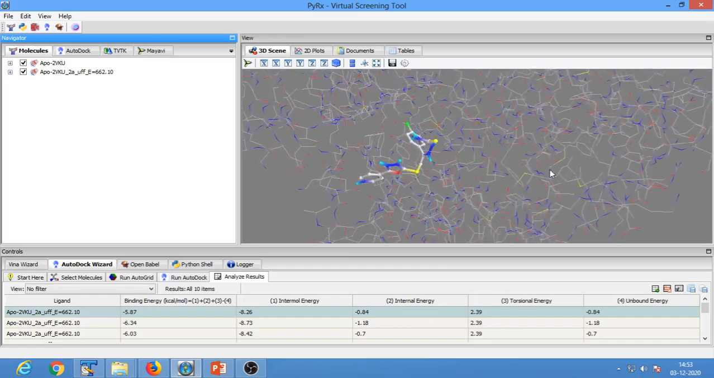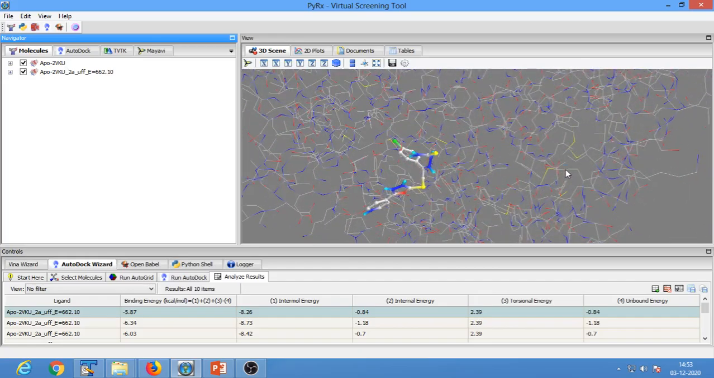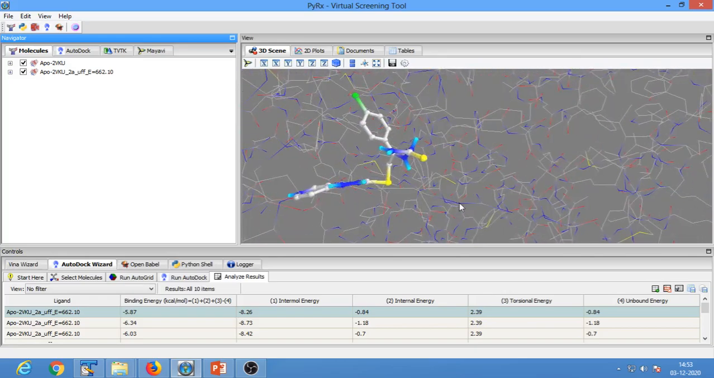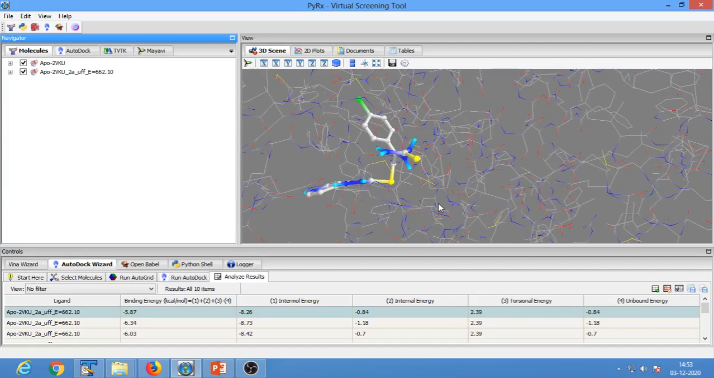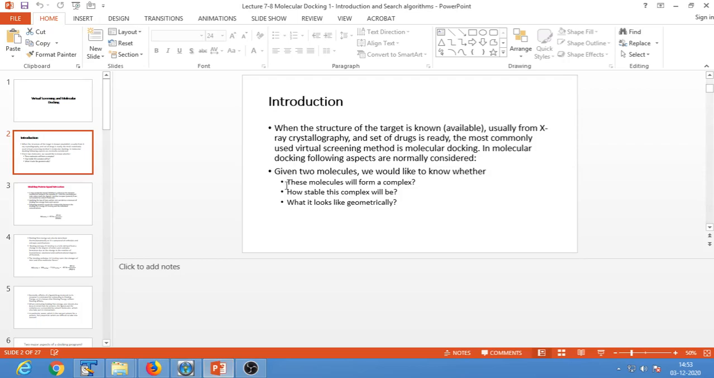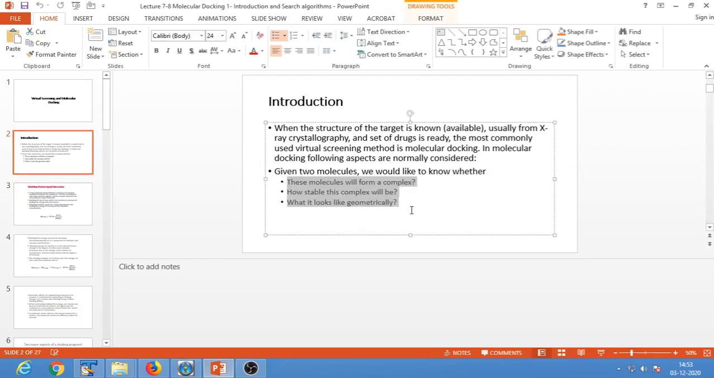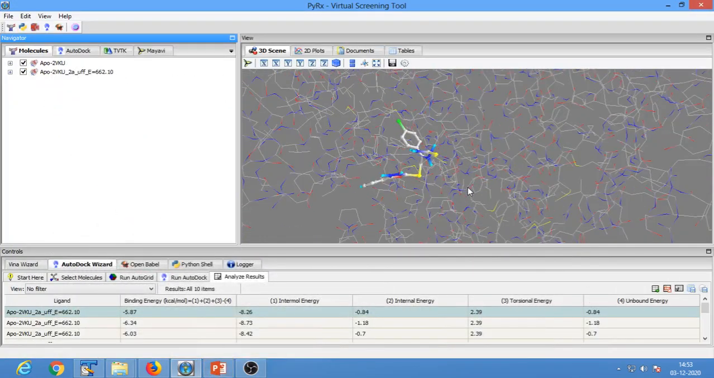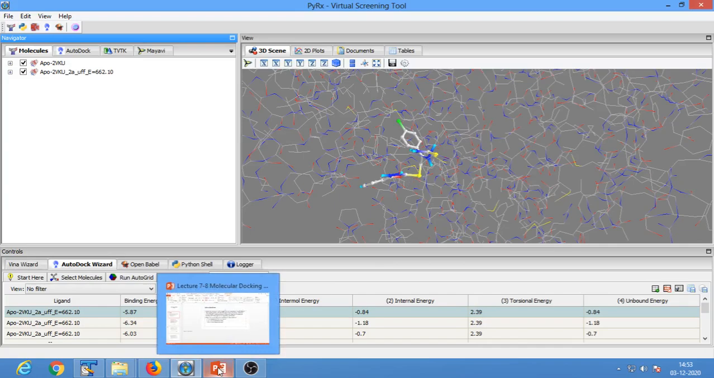I have published these results in some paper which I really don't remember. Anyhow, that is not the matter. What I want you to now follow is that we would try to answer this question. The first question would be, will these molecules form a complex? So that is what the complex might look like. This is how your ligand would go and attach to the given protein.